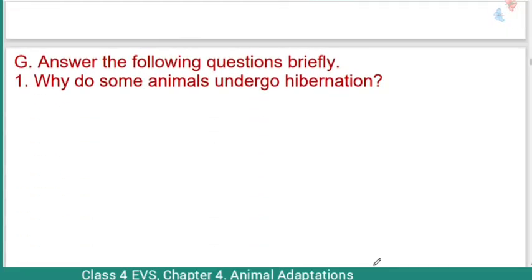Section G. Answer the following questions briefly. First one, why do some animals undergo hibernation?